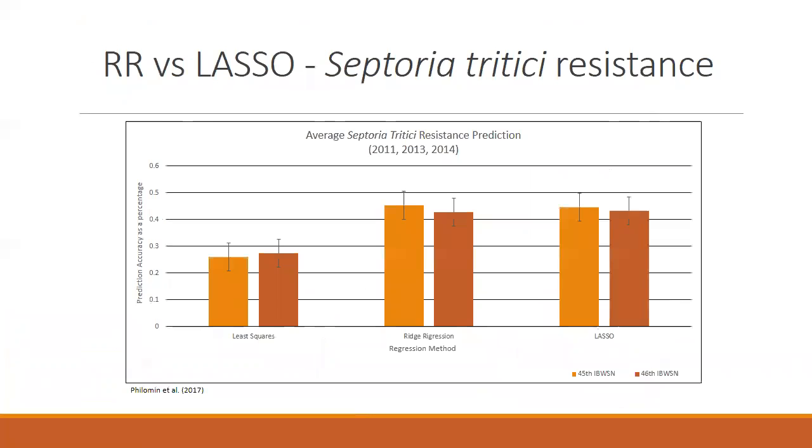Our first comparison examines the ability of each approach to predict for Septoria tritici resistance in wheat. As you can see, the machine learning methods significantly outperform the standard statistical tests, while there are no observable differences between ridge regression and LASSO.